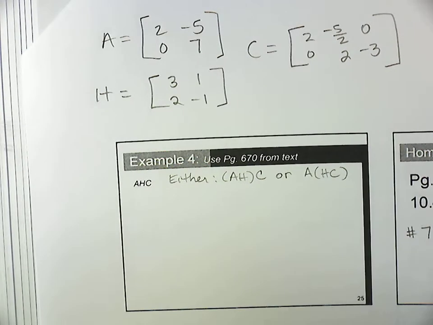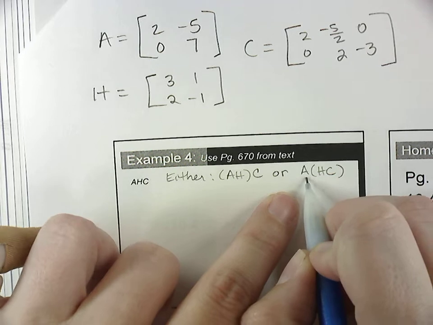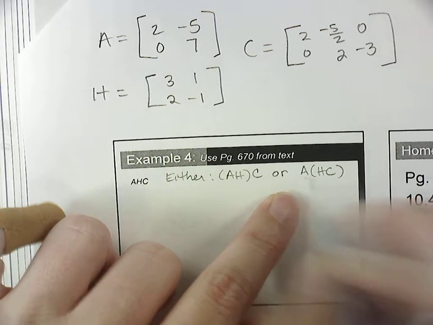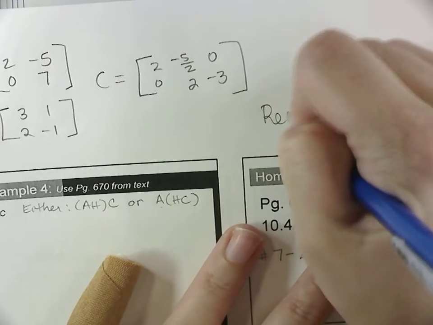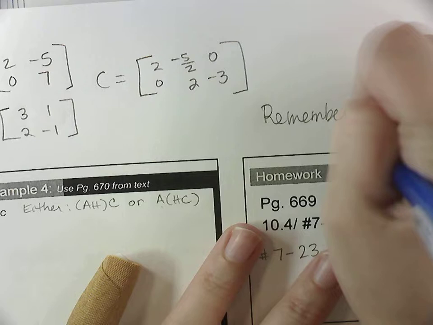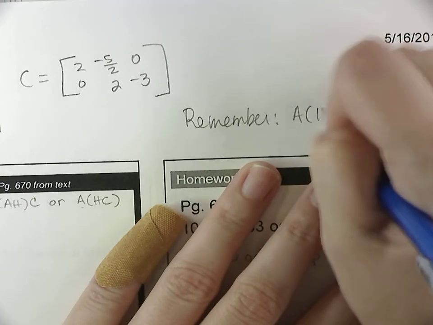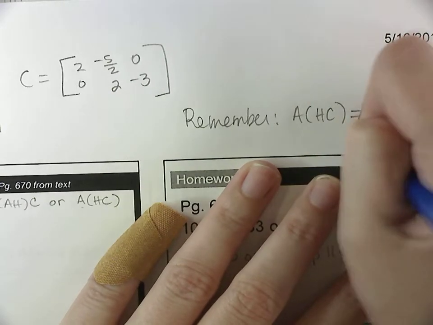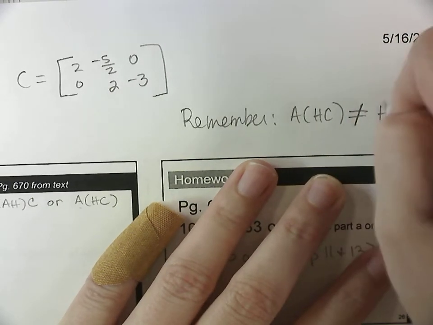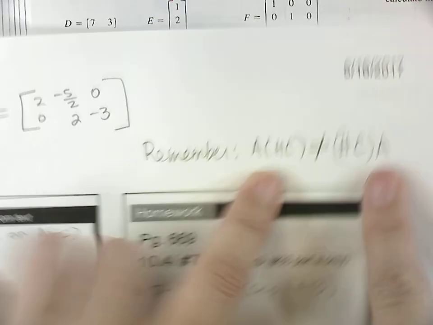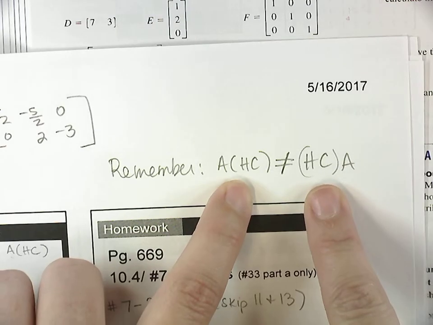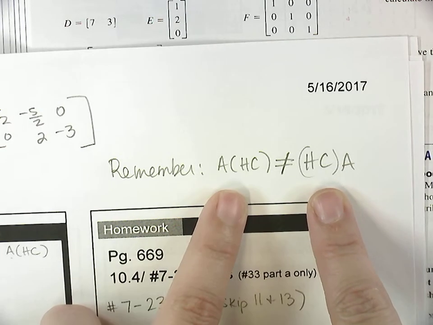Okay? And then at a later time I will show you how to do this on your calculator too. But see how A is in front? So just remember, A times HC does not equal HC times A because that's the commutative property. You have to do it in the right order.